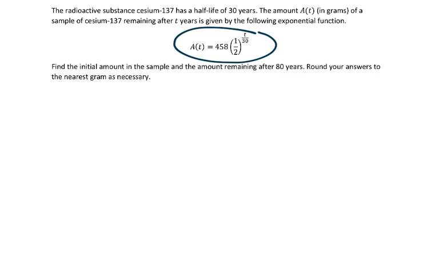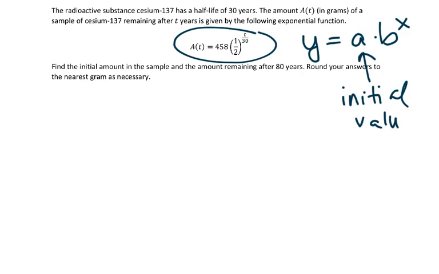Alright, so for the first thing, notice this equation is written in the form of y equals a times b to the x. If you remember from the notes, a represents your initial value, so how much you start with, and your b is your growth factor or decay factor depending on the situation. In this case, this is a decay type graph because we're looking at half-life, so that's your first indication. And the second thing is this 1/2 is your b value, and that is in between 0 and 1. So if you want the initial amount in the sample, then we would say that the initial amount is 458.